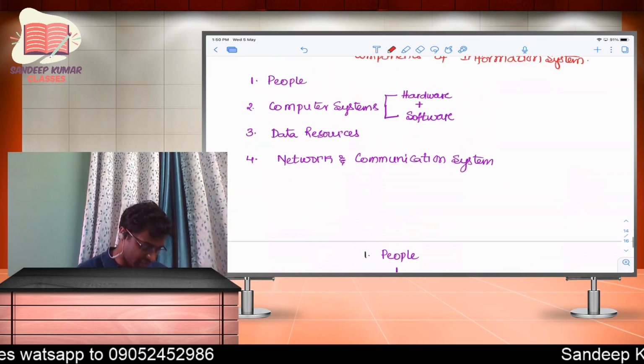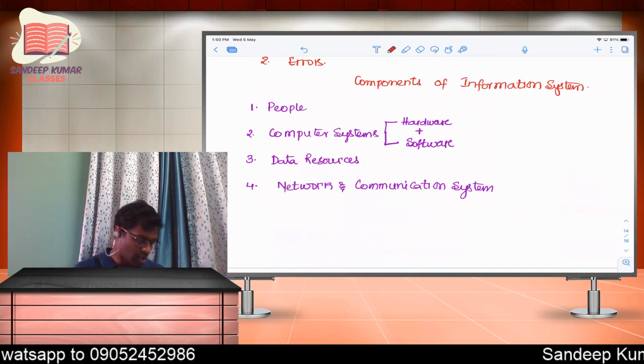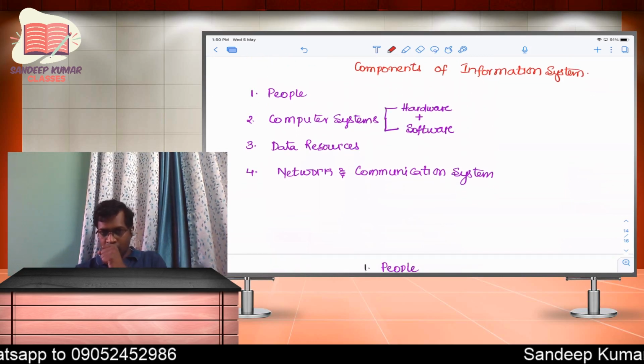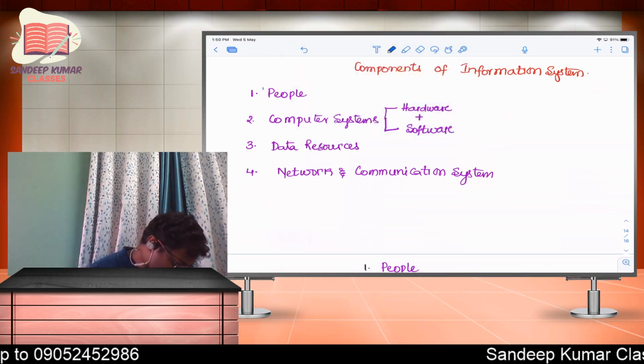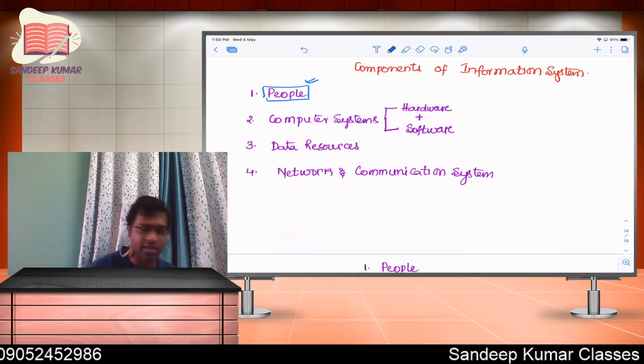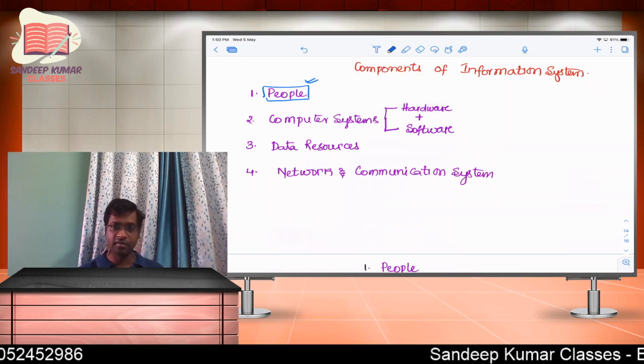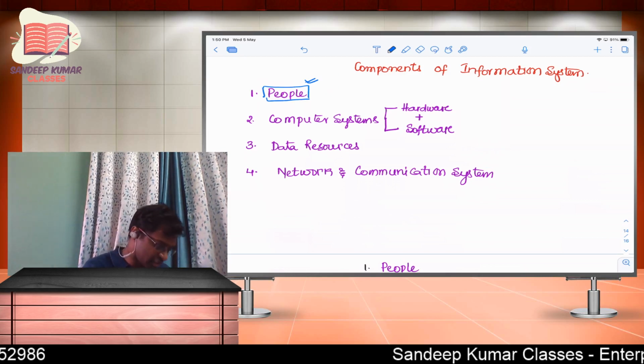Now we are studying the components of information systems. What is the first component? People. We are done with people. Now let us study the second component, which is very lengthy.